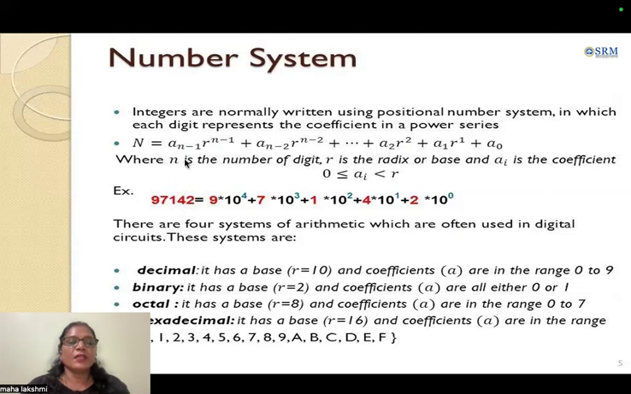In this formula, n is the number of digits and r is the radix. The coefficient a_i can be varied from 0 to r minus 1. Here r is the radix of the number system, that is, the base. You can also call this radix a base. The base can be binary, decimal, octal or hexadecimal. All these are referred to as radix or bases.